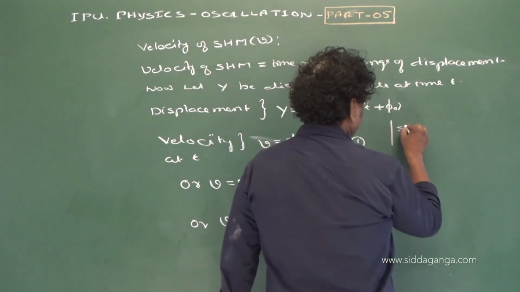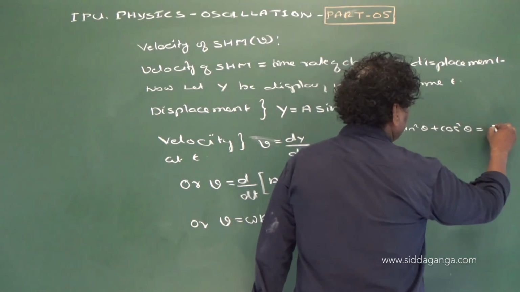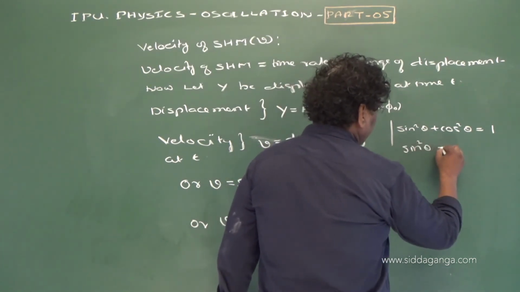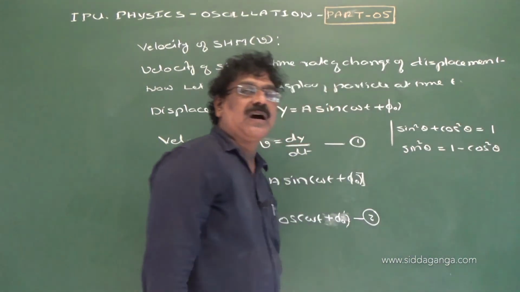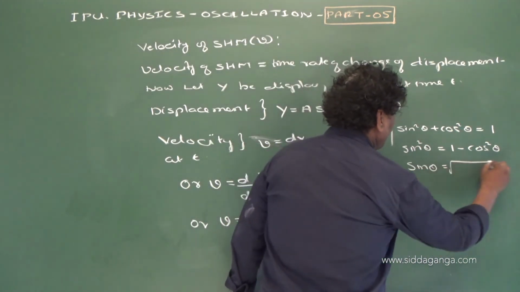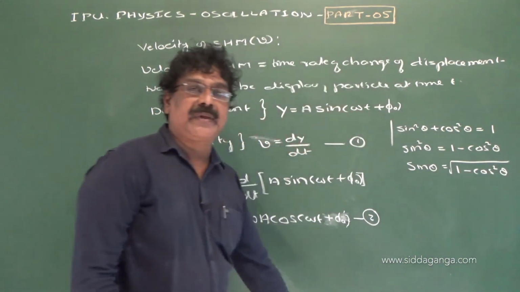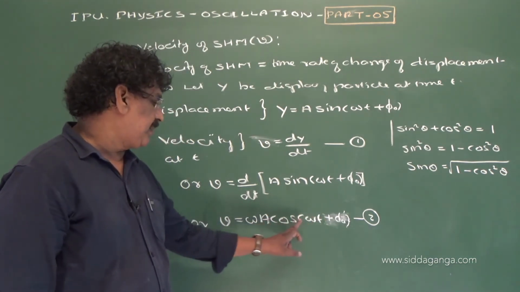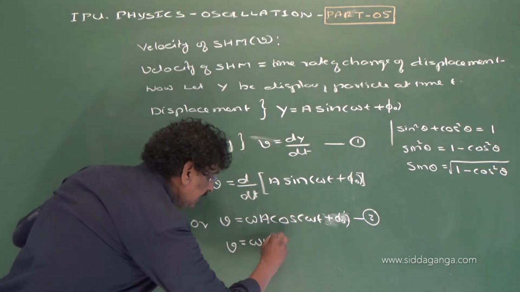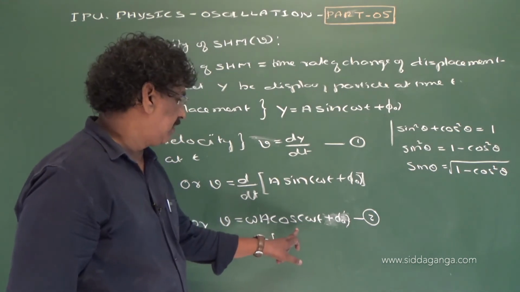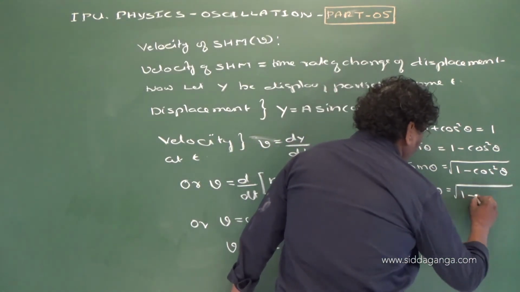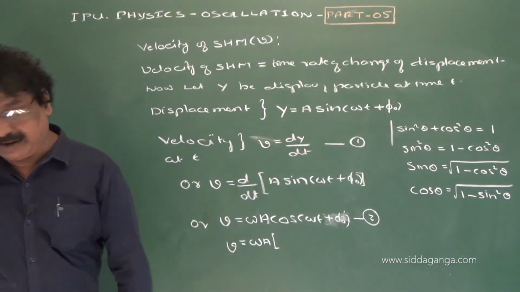But we have sin square theta plus cos square theta is equal to 1. Therefore, we can write sin square theta is equal to 1 minus cos square theta, or sin theta is equal to square root of 1 minus cos square theta, right? Now here we have a cos omega t. Therefore this can be written as v is equal to omega a into this cos omega t, or cos theta is equal to square root of 1 minus sin square theta, because here we are having a cos function.